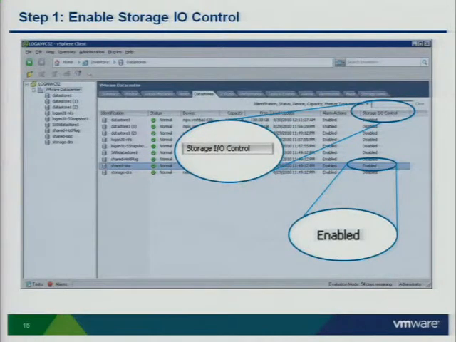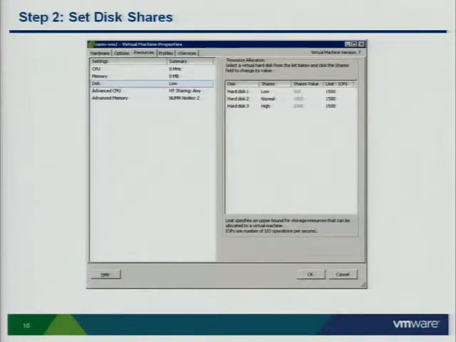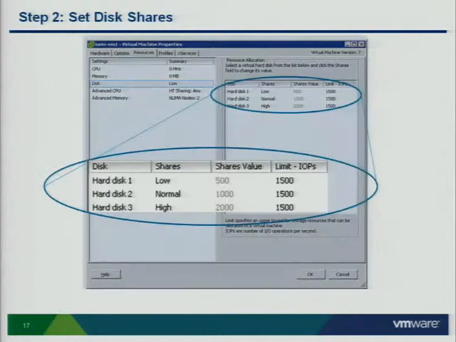Once you're done with it, you may or may not want to do it, but for people who really want to go and change the IO shares, for each VM properties now, if you go to the disk, we have introduced a share and a limit value for each of the VMDKs that you have. In this particular case, the virtual machine has 3 hard disks, and we have set the shares to be low, normal, and high. You can pick your own value as well if you want to set it. And the limits here are set to 1500 IOPS each.